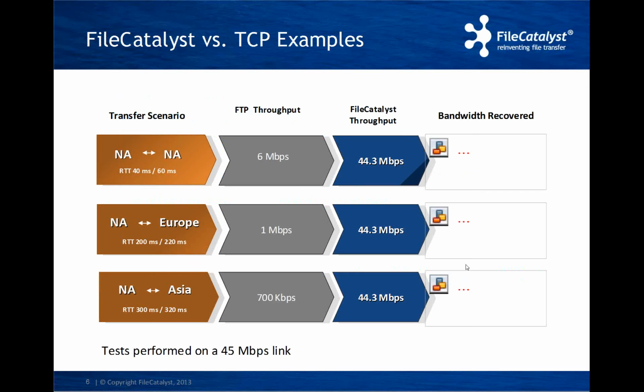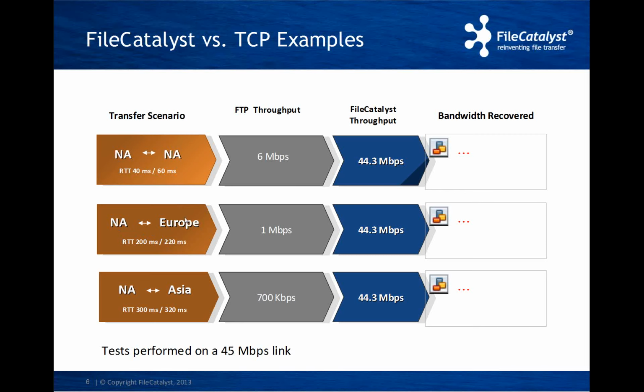Wow, that's unexpected. The graphics on the right-hand side aren't popping up properly, so we'll just ignore that column. The FTP throughput, you can see I have an example here, a 45 megabit link, North America to North America with an RTT of 40 to 60 milliseconds. The FTP throughput is only 6 megabits, whereas the FileCatalyst throughput is pretty much a perfect theoretical limit, 44.3 out of a possible 45 megabits.